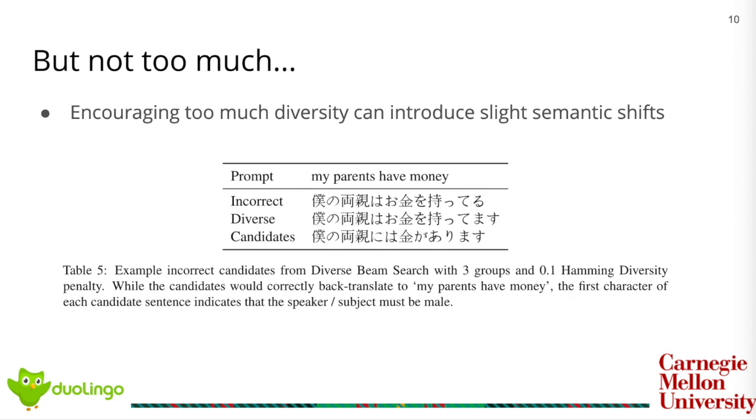One key insight was that encouraging too much diversity can introduce slight semantic shifts, which are deemed incorrect by the dataset. So in this example, the first character in each Japanese sentence indicates that the speaker or the subject must be male, even though the sentences would correctly back translate to "my parents have money."